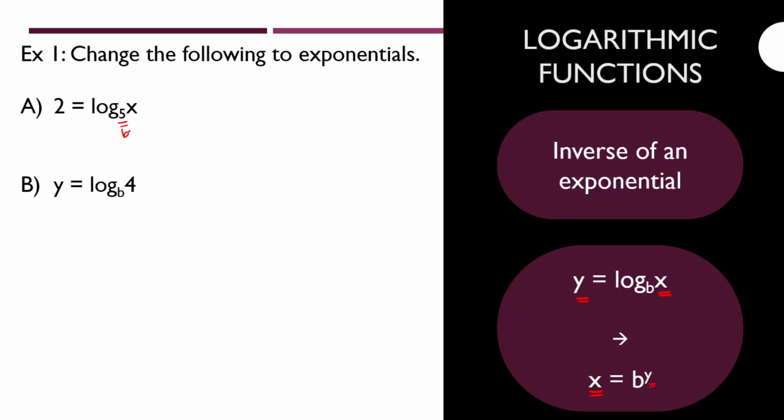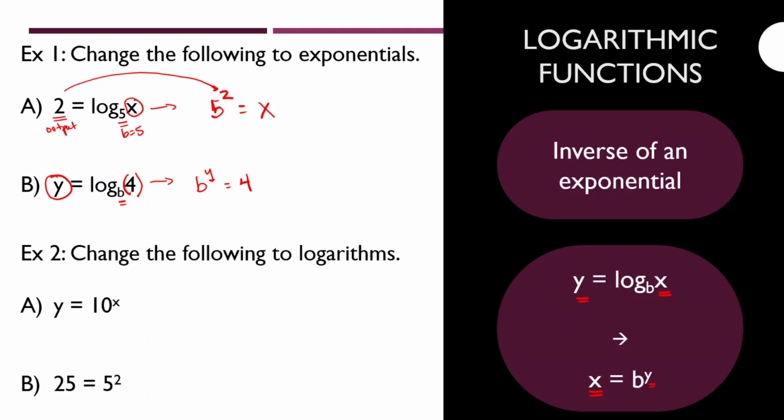So in this case, the base is 5. So I'm going to put a 5 there. This 2, this is my output. So it will come over here as my input, and then will equal the x, because whatever was the input will now come out. Okay, so whatever the log equals becomes the exponent. In this case, my base is b, my output becomes my exponent, and then what I'm taking the log of becomes the output.